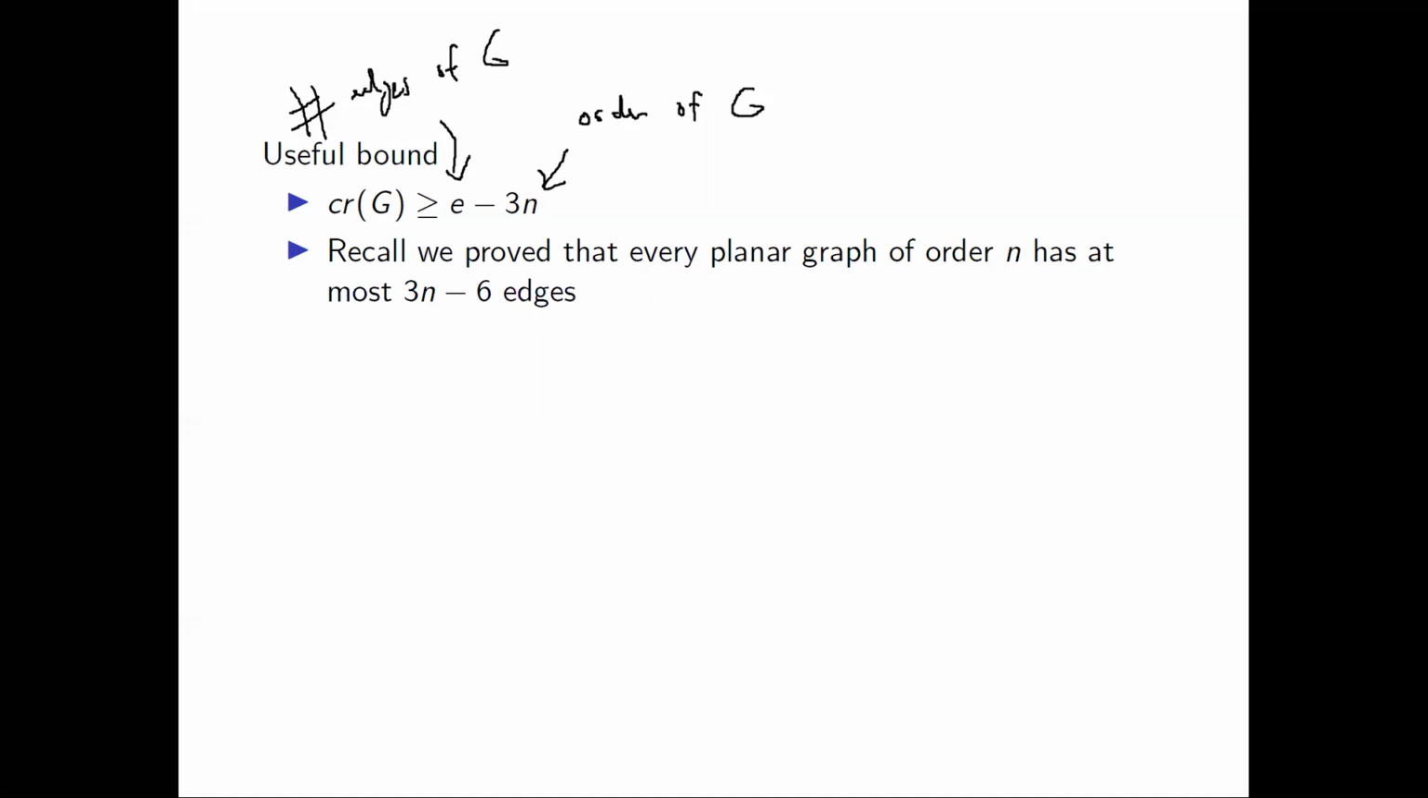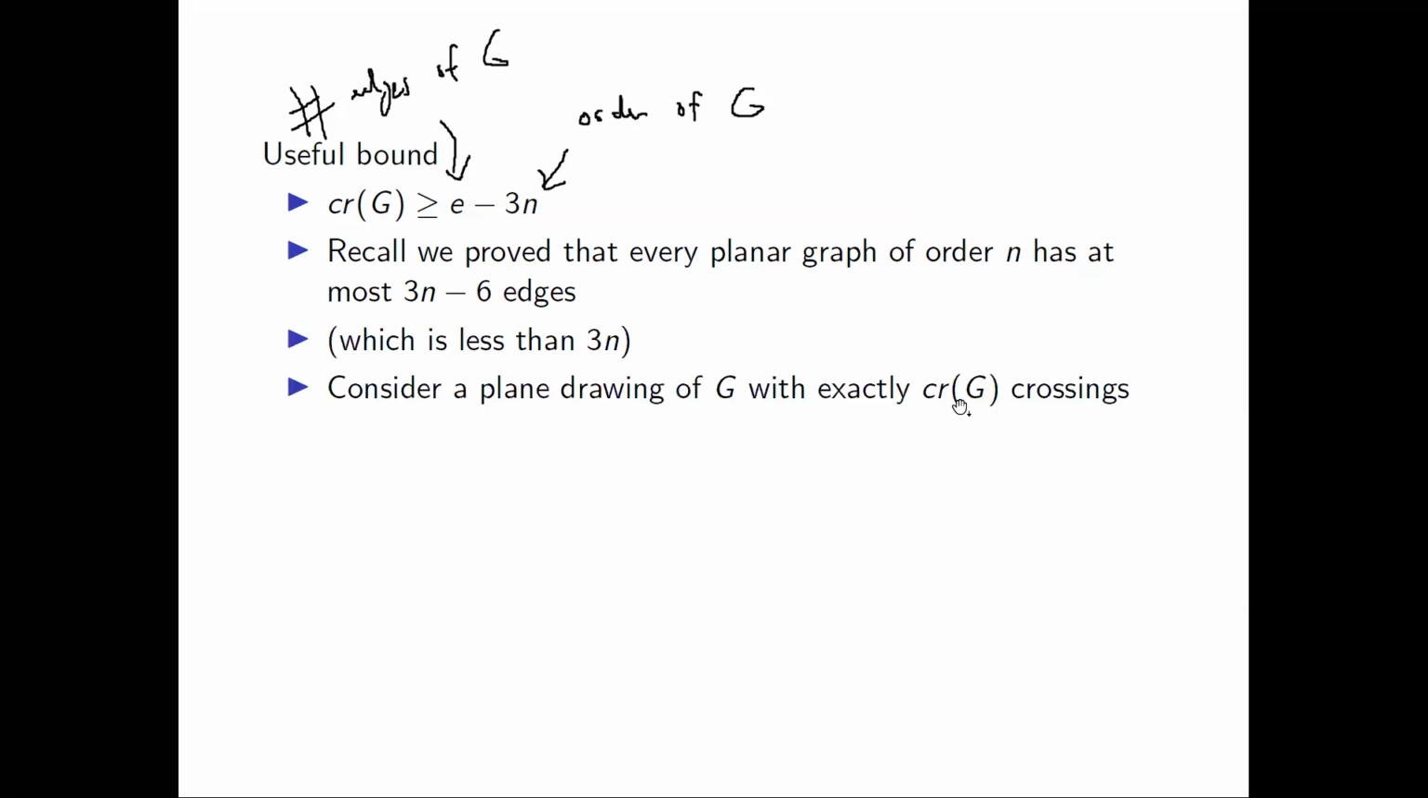And 3n minus 6 is strictly less than 3n. So every planar graph of order n has fewer than 3n edges. And we're going to use that.